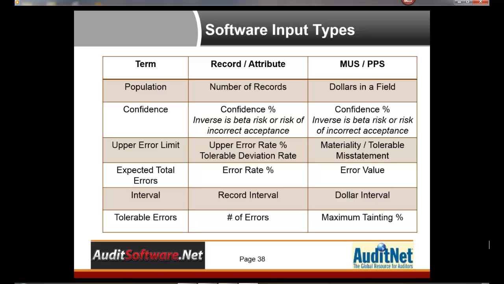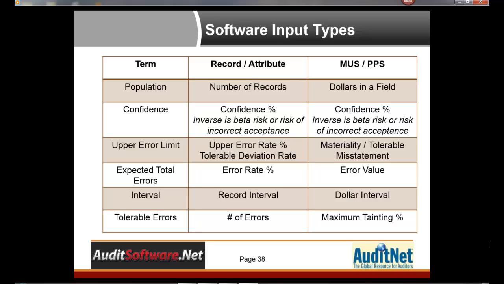But then you have to, or should, expect some sort of error. If you say I have 90% confidence with a 10% upper error rate, but I expect absolutely no errors in there at all, from a percentage point of view, it can kind of throw the sample quickly. So I always think it's a good idea to put some expected error rate in there.